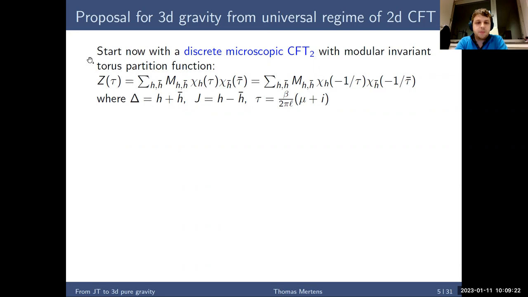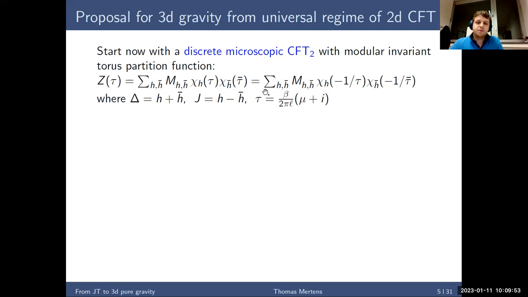So very generically, I'm writing down this expression here. These M, H, H bar are just integers labeling how many times different primaries appear in the spectrum, and the chi H of tau are suitable characters. And this is modular invariant, so of course it satisfies this property in particular. And then, just some notation: the conformal weight delta is the sum of H and H bar, and the angular momentum J, or the spin, is H minus H bar.